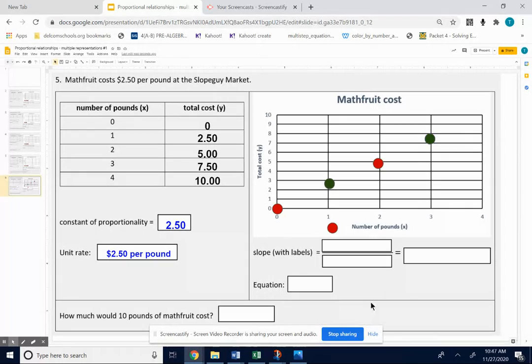4 pounds, $10. Over to 4, up to 10. Okay, there's my line. I've got my points on my line. I'm going to go ahead and draw the line. Right there.